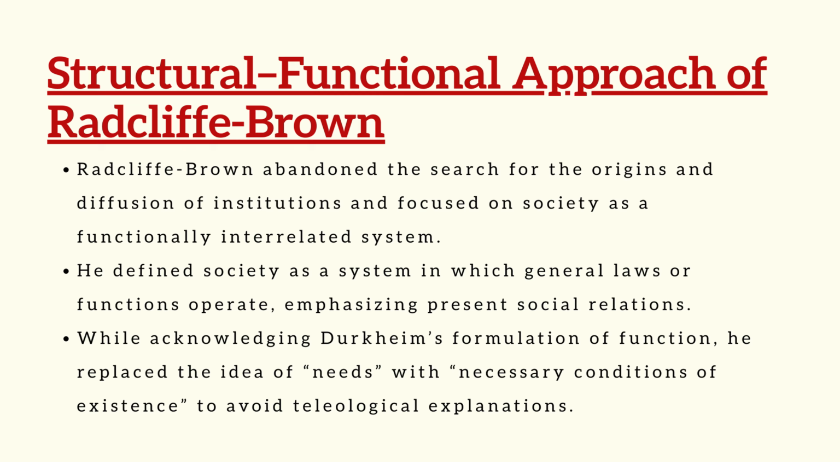Radcliffe Brown defined society as a system in which certain general laws or functions operate. These laws govern present social relations, not historical origins. Society for him is comparable to a natural system where different parts are connected and influence one another. This reflects his belief that social anthropology should function as a natural science of society.